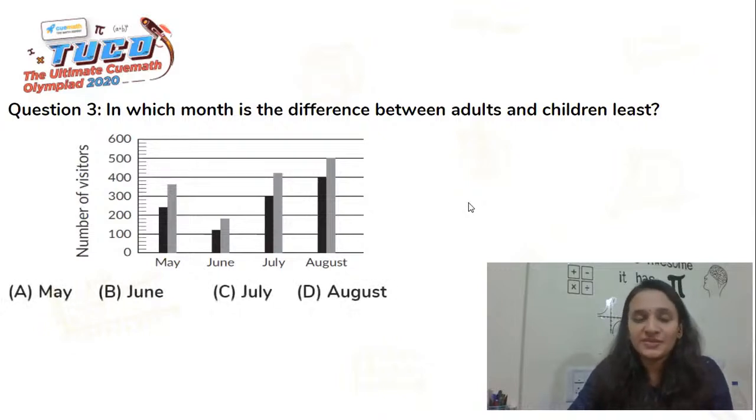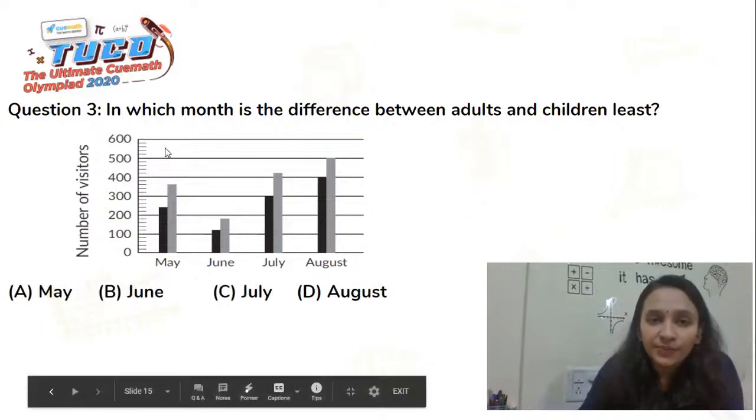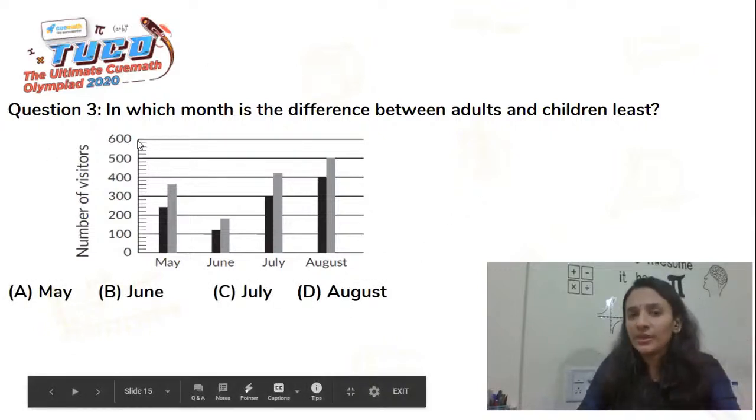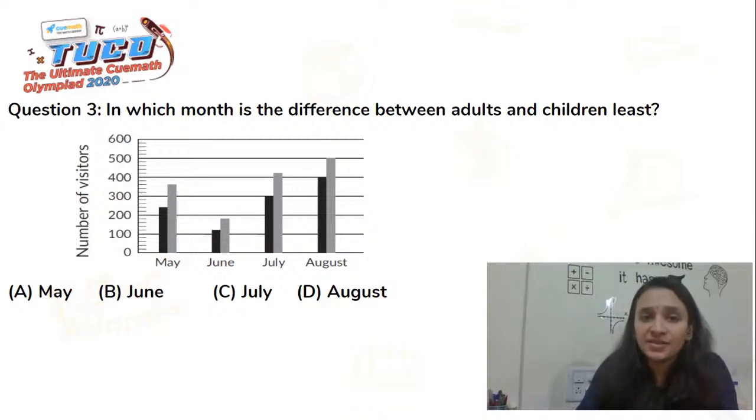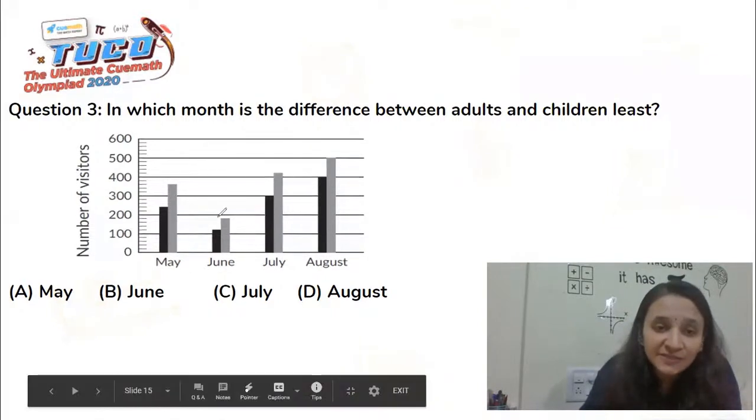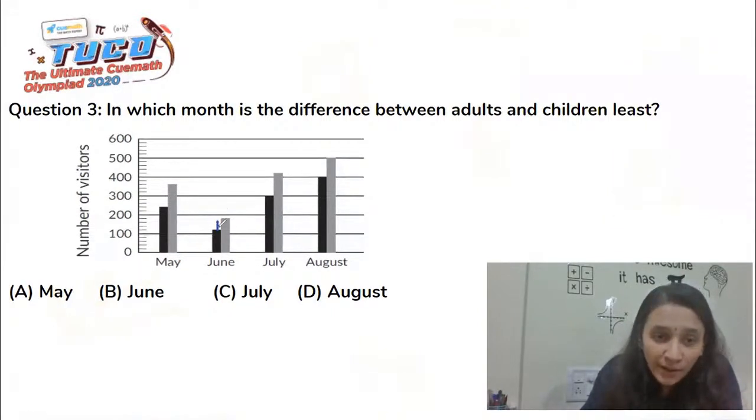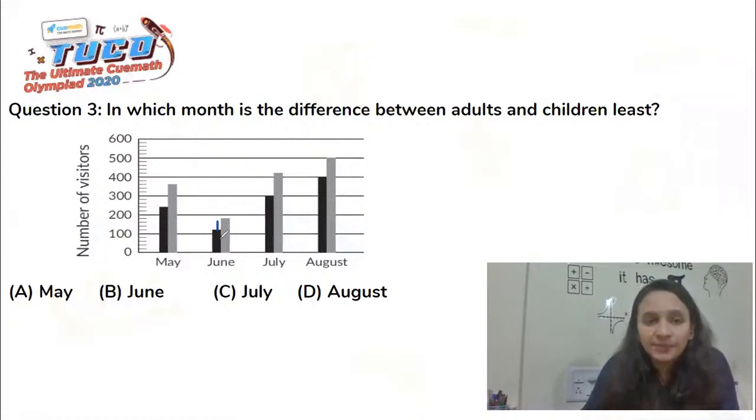So let's have the options here. Now if you would just look at it, we can clearly say that the answer is June, because we see the least difference between the two bars here. But let's go deep into the question.